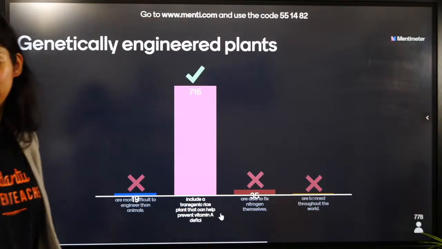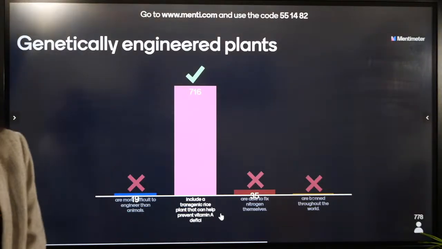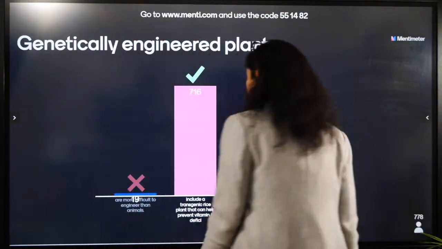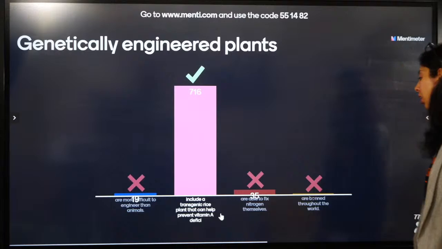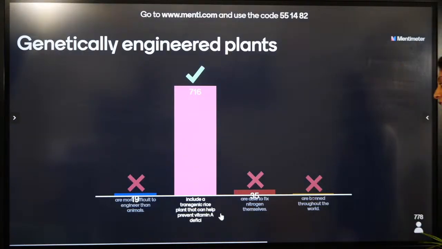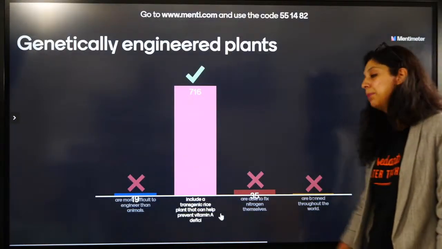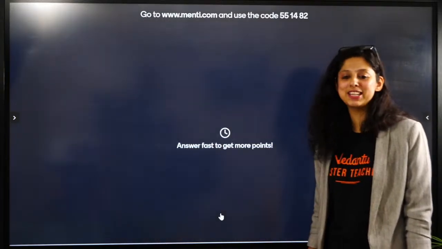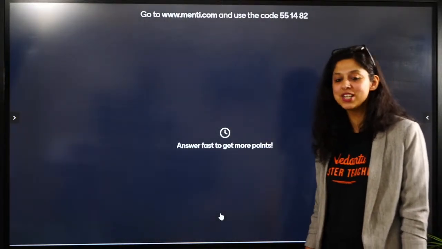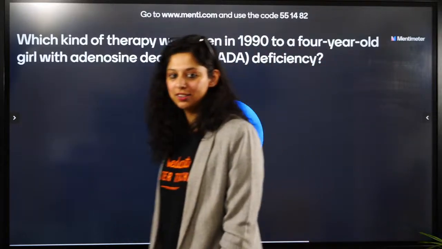Very good. Cut, copy, paste in your exam. Same performance? Are more difficult than animals? No, it's easier. Are able to fix nitrogen themselves? No. Are banned throughout the world? No. Include a transgenic rice that can help prevent vitamin A deficiency, which is called golden rice. Right? We require bacteria. We require rhizobium spores. Then only nitrogen fixation will occur.